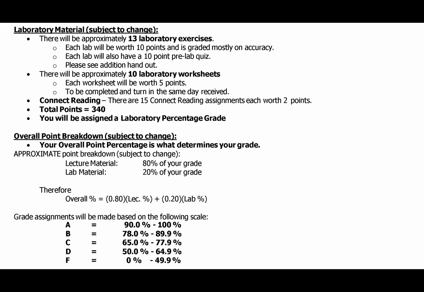Your laboratory material consists of really 3 major factors: the laboratory exercises that we're going to be completing, the laboratory worksheets that you're completing, and the Connect reading that you're going to be completing. We have about 13 laboratories, give or take, that we're scheduled to do. Each lab itself is worth 10 points and is mostly graded on the accuracy of your results. A lot of times you're going to be given an unknown, and you're going to have to tell me the percentage composition, for example, of the unknown, and this is what your grade is mostly based on.